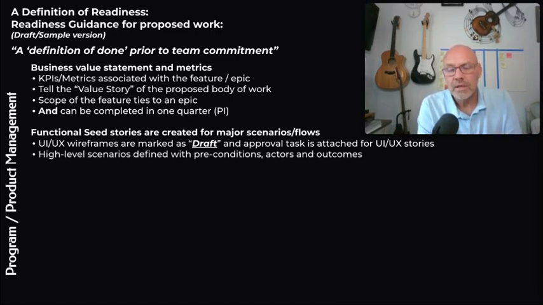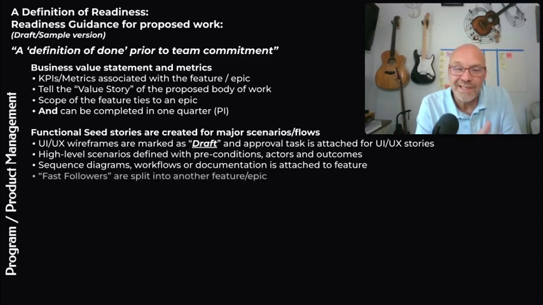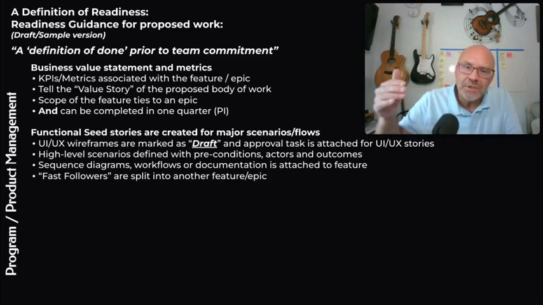Then there are the high level scenarios with preconditions, actors, and outcomes, and I'm hoping that we're qualifying those actors. I'm going to buzz through a few of these. Some of these things are needed, some are not. Again, it depends on how complicated or complex your work is. So, sequence diagrams, workflows, or any documentation should be attached to the feature or referenced there as an appendix. And then, do we have any fast followers? Have we elaborated this to the point where we found we can split this feature? Now we're going to actually create the fast follower and write it, document it, author it, and get that plugged in there so that we'll know that we have some options going forward.